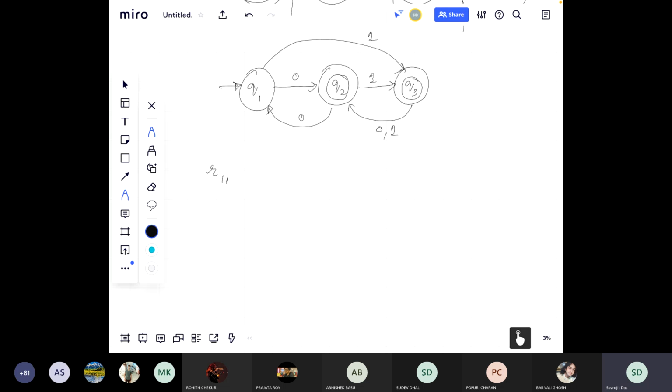So one is Q1. We have named the states as 1, 2, and 3, right? Done. So what is R110? The string that takes you from 1 to 1, but not going through any state. That means not going through itself. You start at Q1, you come back at Q1, but you are not allowed to go through yourself. So there is no question of going through Q2 and going through Q1. So epsilon. So what is R11? It is epsilon. I'm very happy, so you have got the concept of epsilon, right? So what is R120?